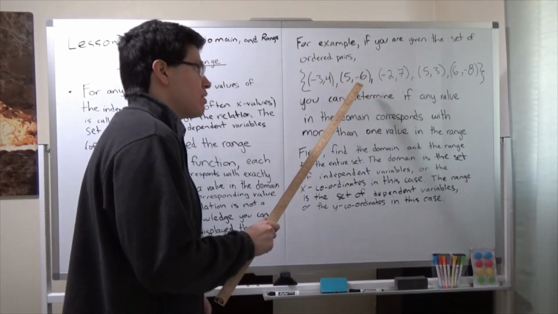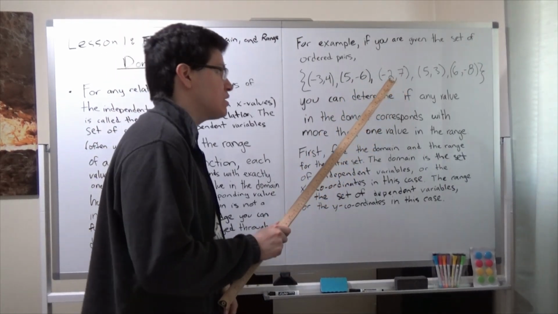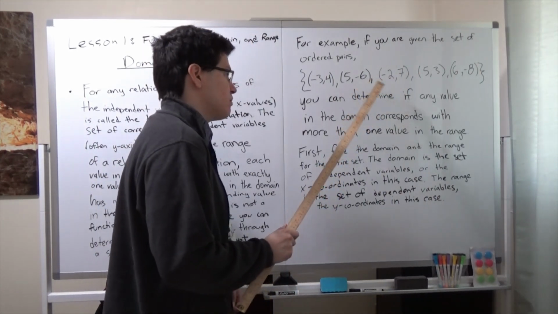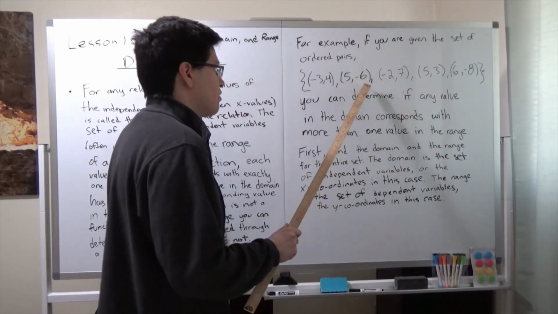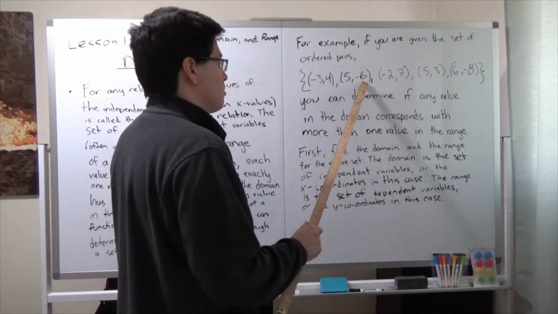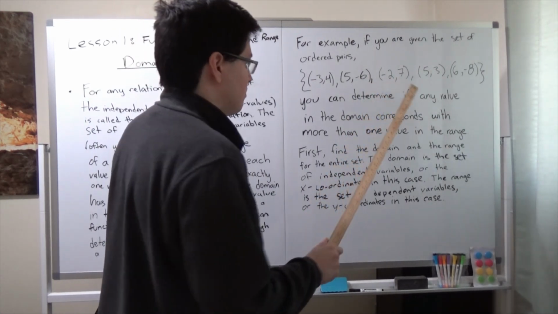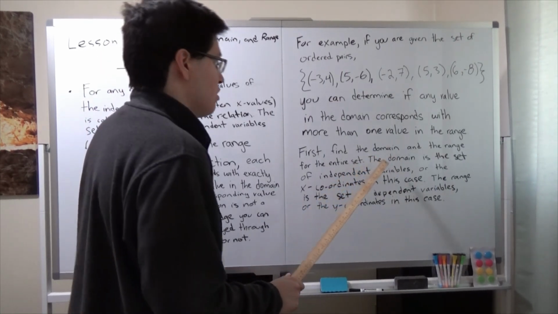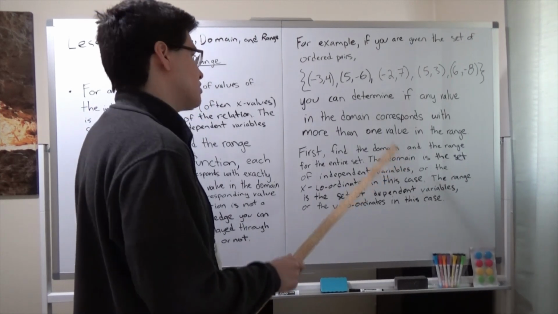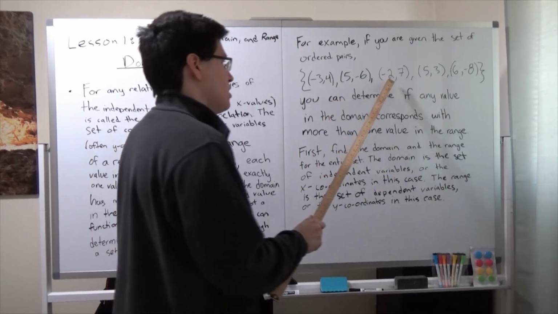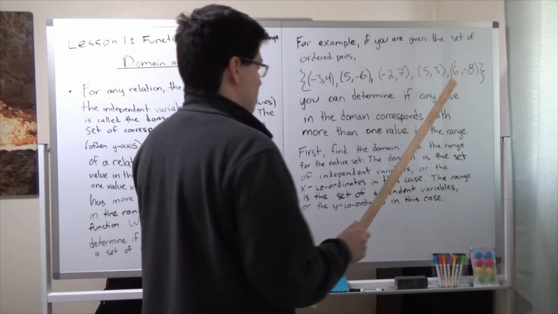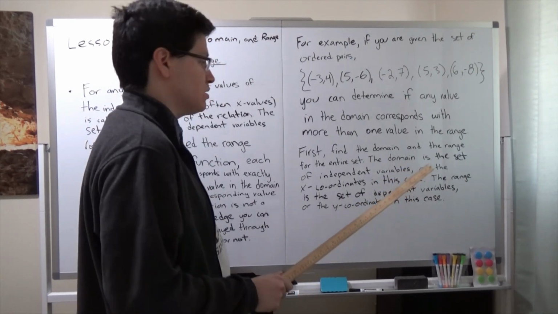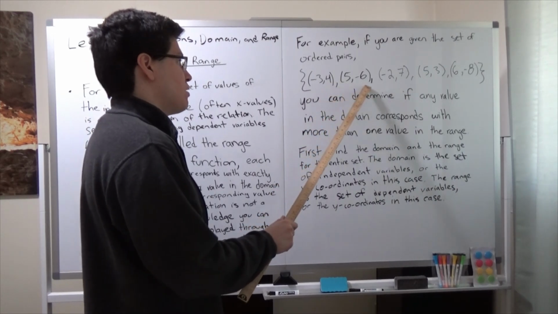In order to do this, you're going to rewrite this set of ordered pairs and express it as the domain and range. First, find the domain and range of the entire set. The domain is the set of independent variables, or the x-coordinates in this case. The range is the set of dependent variables, or the y-coordinates in this case.